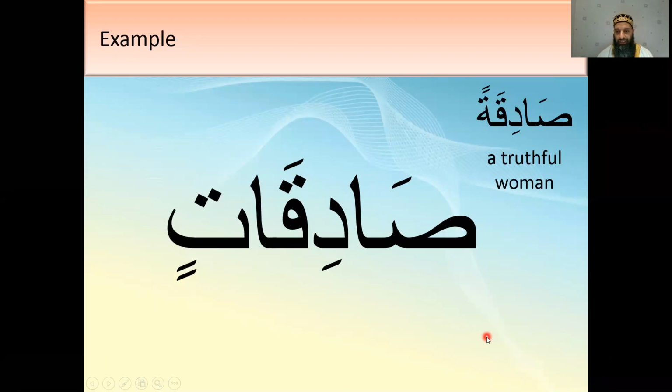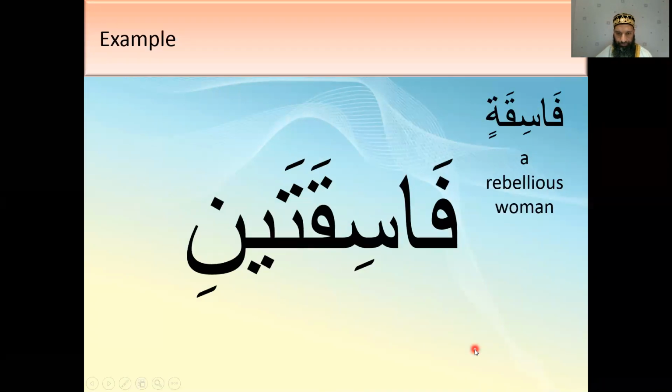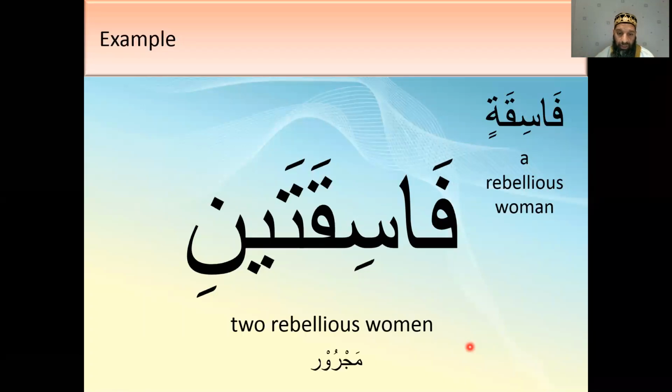Sadiqatin. What is -atun and -atin? It's plural. Many truthful women. Excellent. Fasiqatayni, dual. Good. Remember, -ayni and -ani is dual for masculine and feminine. Two rebellious women.